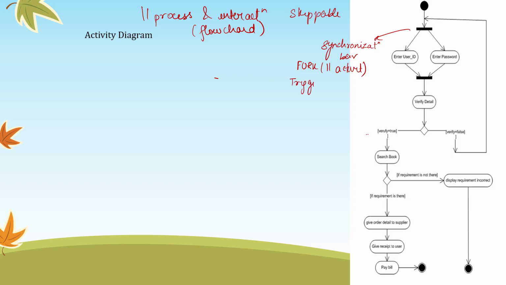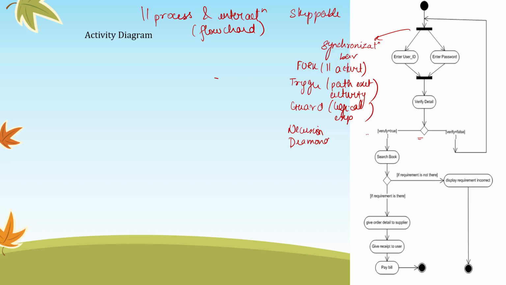Trigger is the path exiting an activity. Then guard, a logical expression. Then your decision diamond. Diamond is for nested or complex decisions. This diamond. Okay, and there could be swim lanes. Swim lanes are basically vertical lines to separate classes. Like this is the role of the librarian, this is for the user and all.